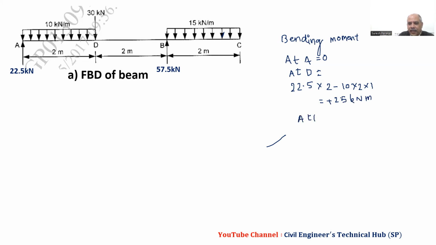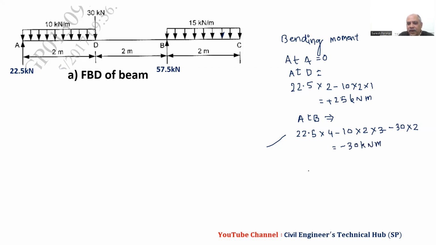Then we have at B. Now you can have a choice. You can come from the left: 22.5 into 4 minus 10 into 2 into 3 minus 30 into 2, and we will have this value equal to minus 30.